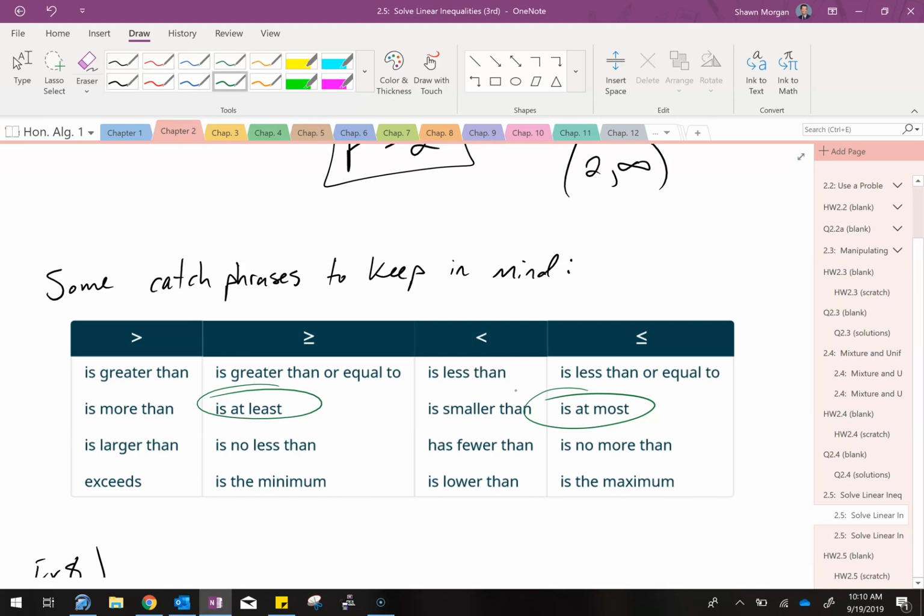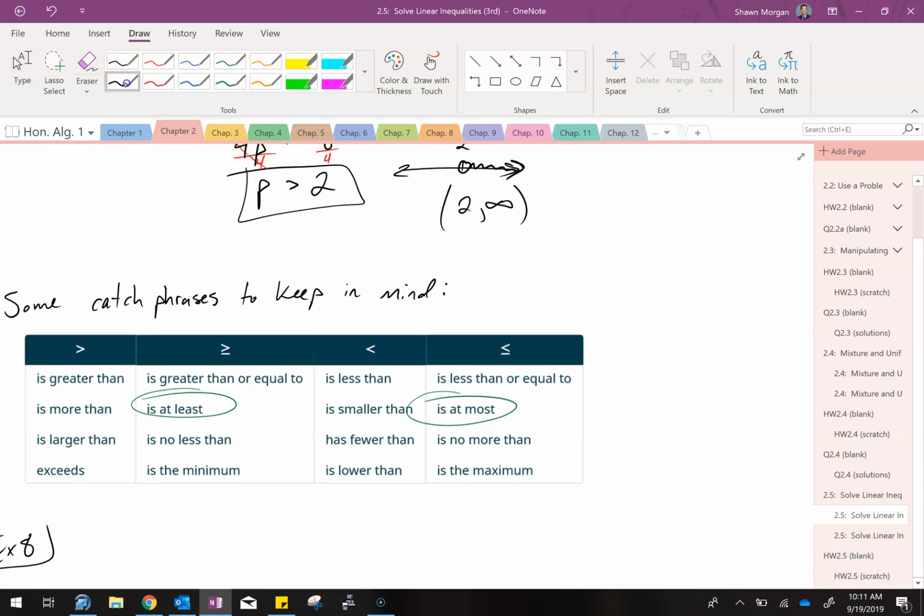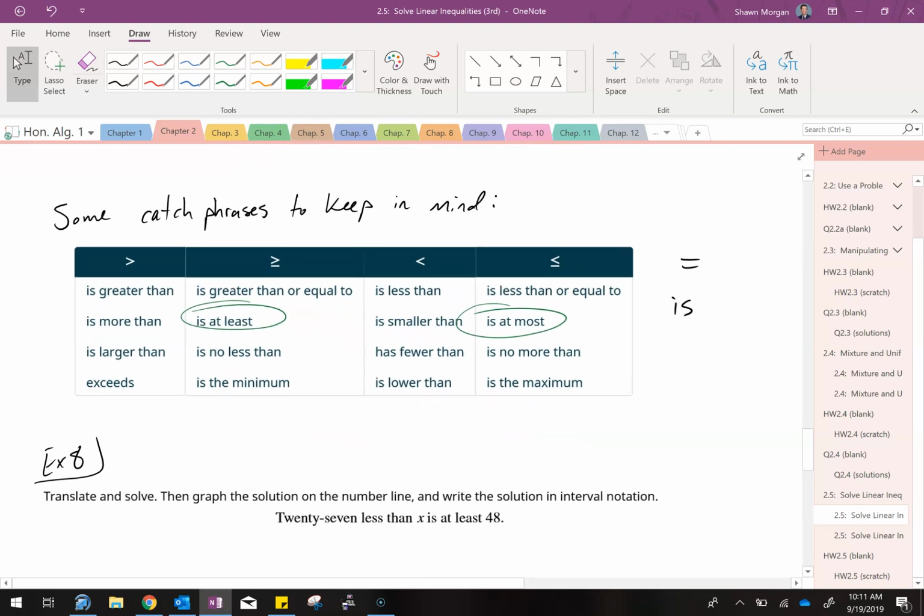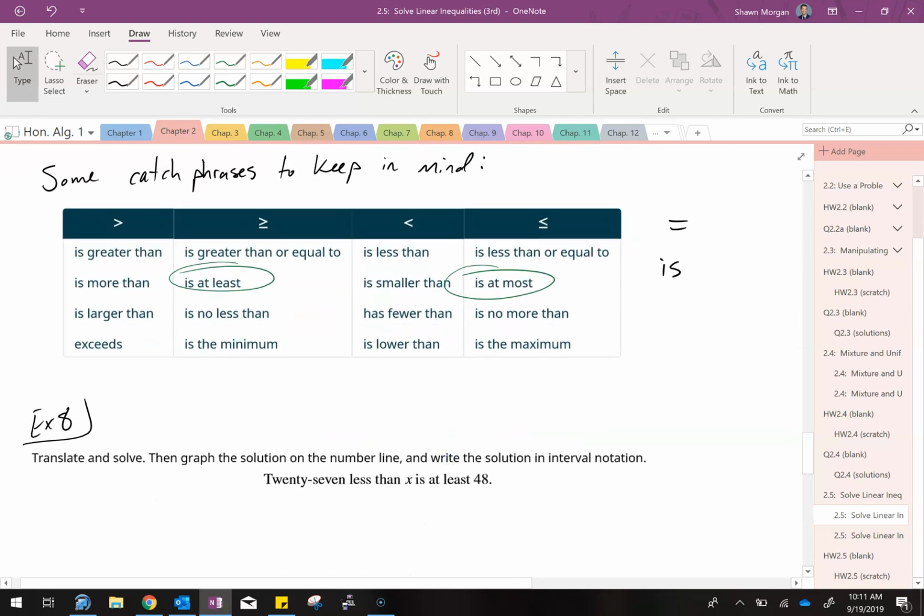It's not a list to commit to memory, just a list to keep in mind that these are some buzzwords or catchphrases that will tip us off to the fact that we're dealing with an inequality. In comparison, what we've been dealing with on word problems with equalities, the word is means equals, and that's been pretty much it, right? So, this is obviously a little bit more wiggle room. You had some questions about the word problems on the homework last night. Let's start with a basic translation.